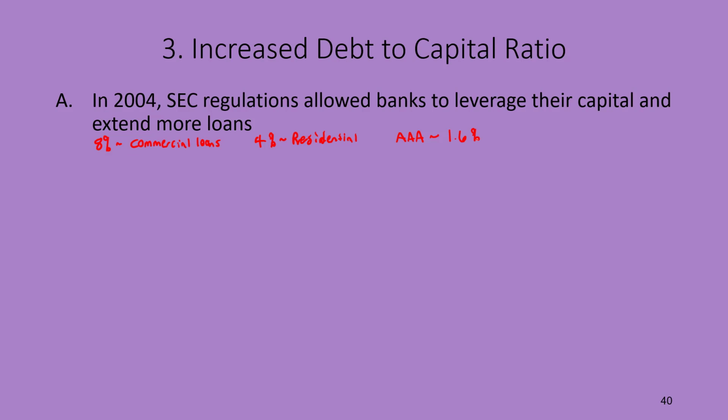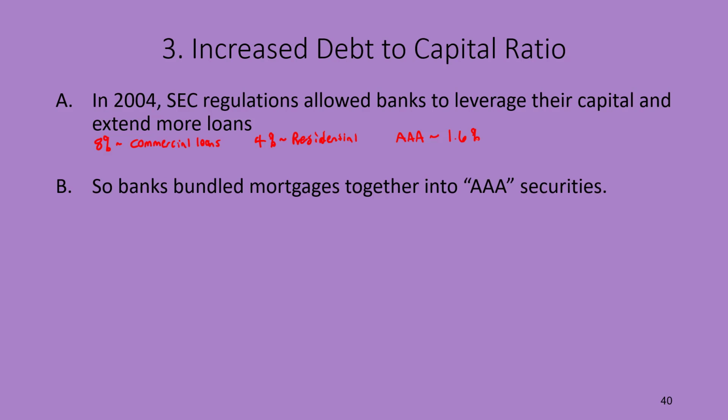So with that in mind, what do you think banks are going to do? Well, they're going to start extending more of these residential loans, and they're going to start bundling these loans together into these AAA mortgage-backed securities, because ultimately banks want to make money, and they don't make money by sitting on your money. They make money by extending loans with it, right? So banks bundle mortgages together into these AAA securities, and AAA was supposed to indicate that these securities were relatively safe, and historically they are.